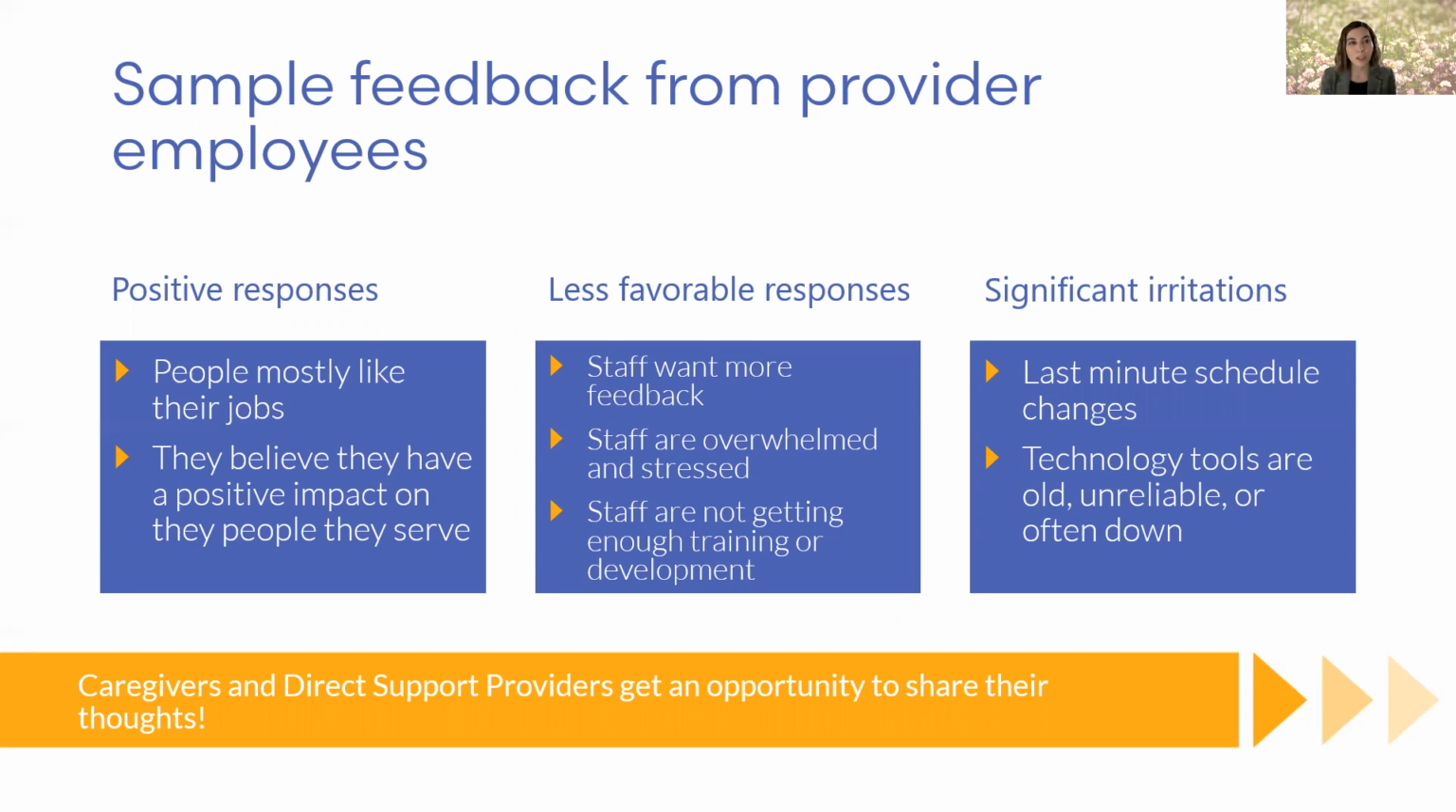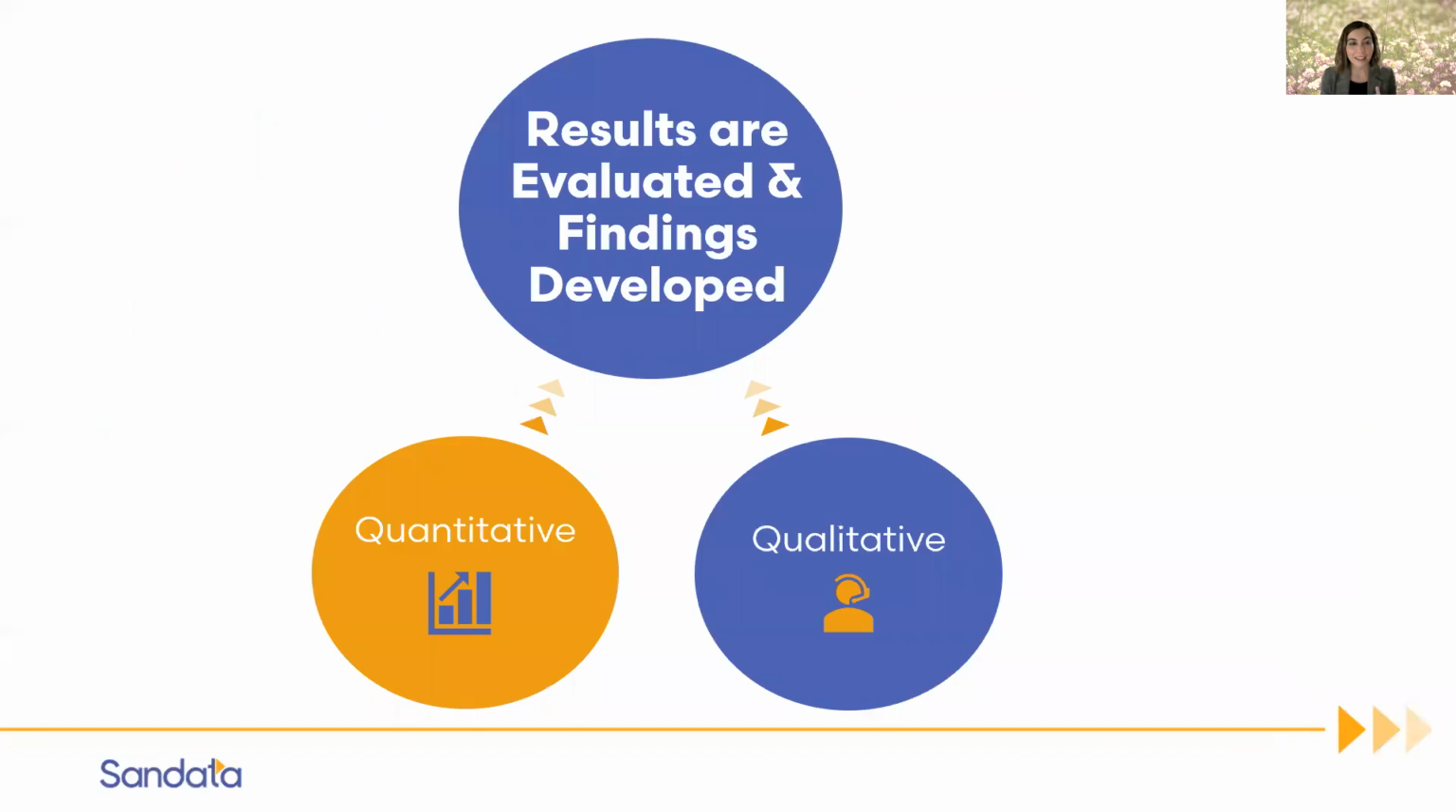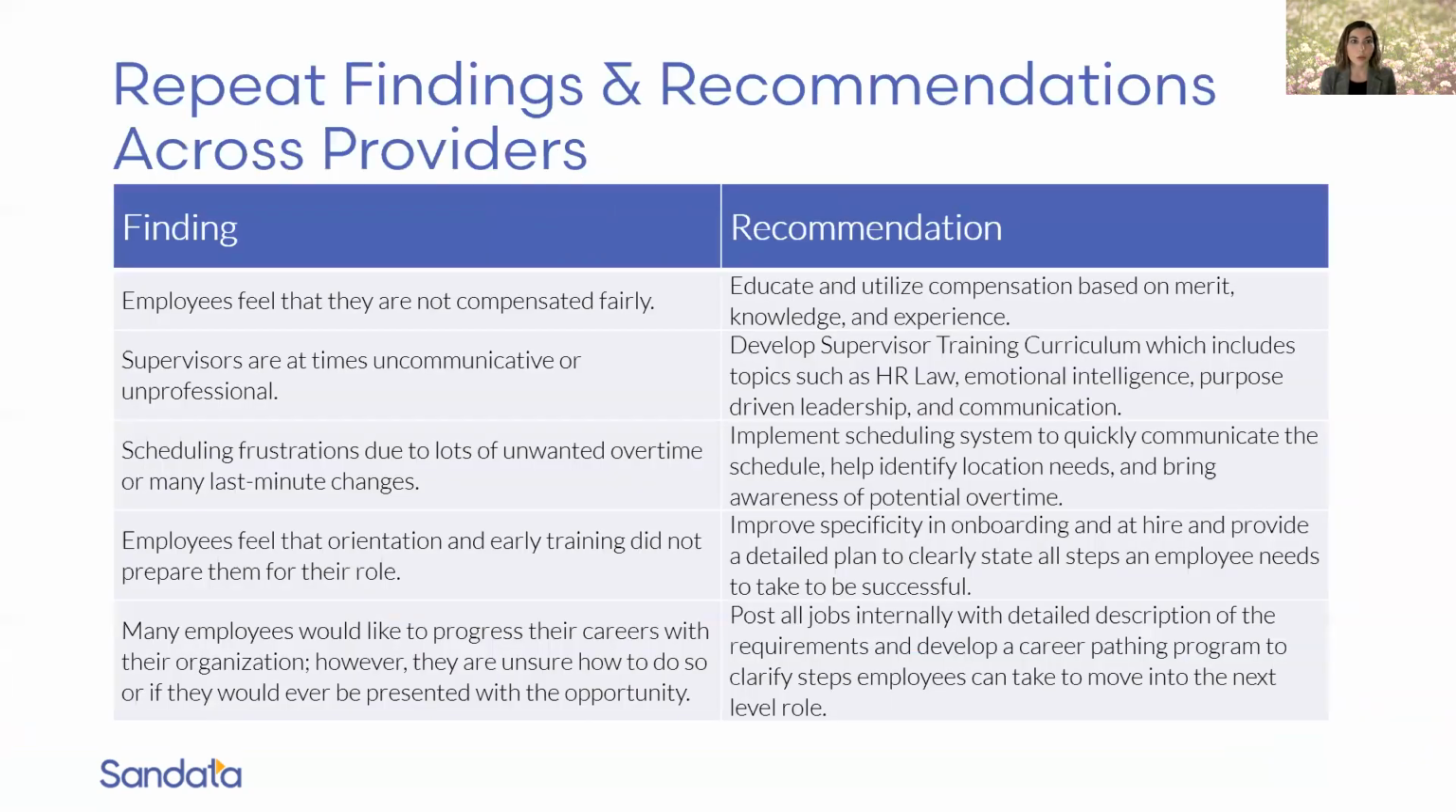The most important thing from the information you're gathering, and the opportunity you're giving your employees to share, is that caregivers and direct support providers get an opportunity to really share their thoughts. Again, this is so important because from here, what we're able to do, and what you'll be able to do, is take a look at that quantitative and qualitative information, evaluate the results, and then develop those findings.